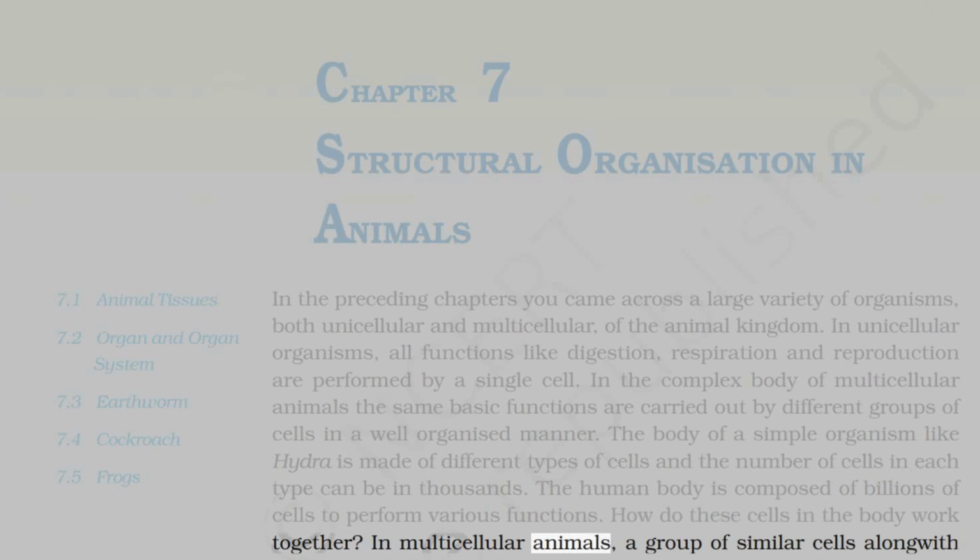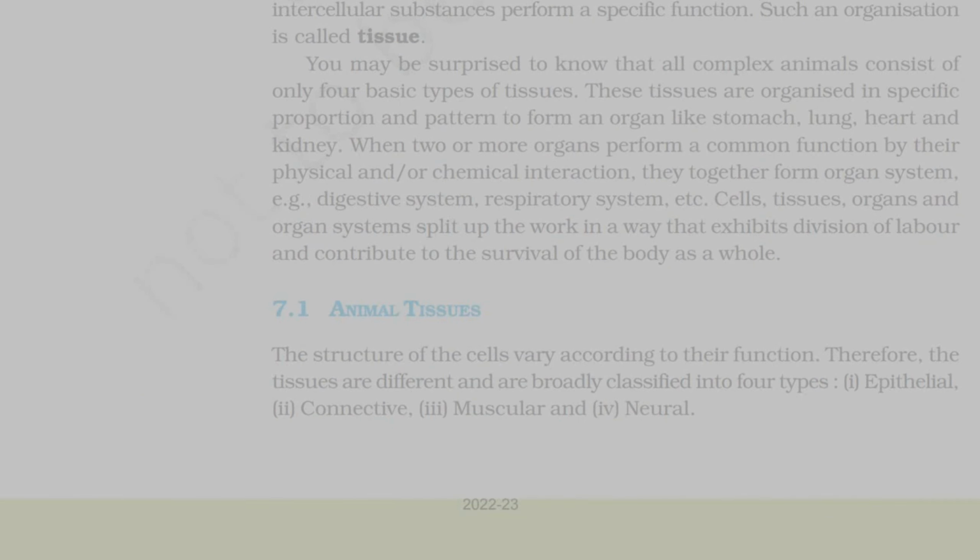In multicellular animals, a group of similar cells along with intercellular substances perform a specific function. Such an organization is called tissue. You may be surprised to know that all complex animals consist of only 4 basic types of tissues. These tissues are organized in specific proportion and pattern to form an organ like stomach, lung, heart and kidney.